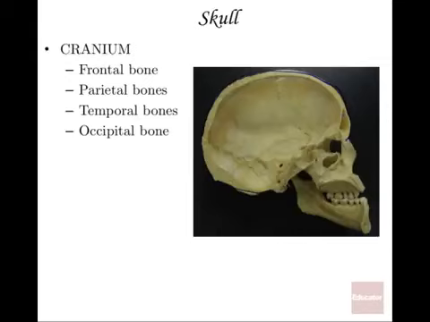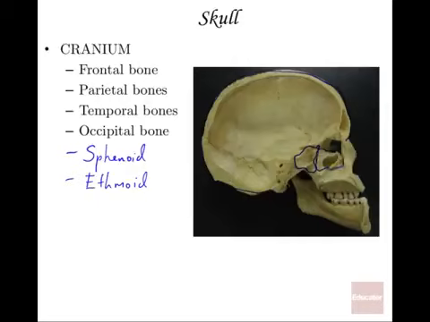There are two other bones that are associated with the cranium. They're often forgotten. That's the sphenoid, which is right here, and the ethmoid bone, which makes up a lot of the nasal cavity. That's in here. So they do articulate with those other cranial bones. They form at least a part of the cranial cavity, so they're considered part of the cranium as well.